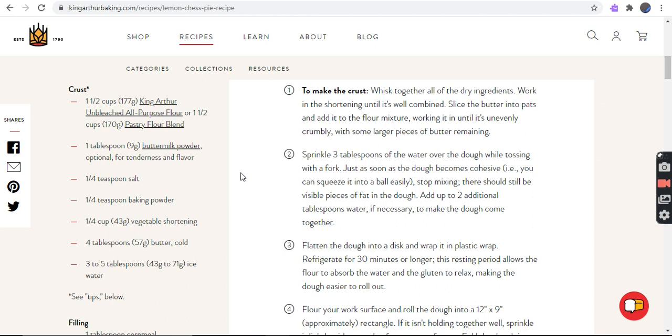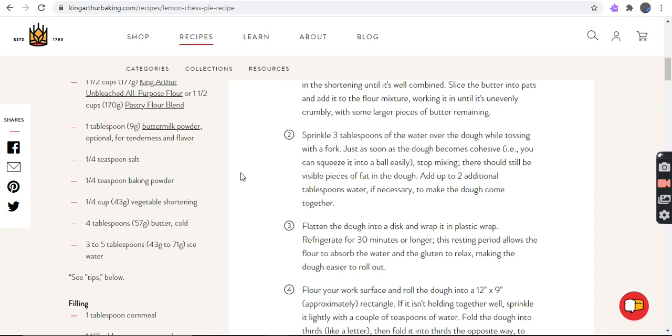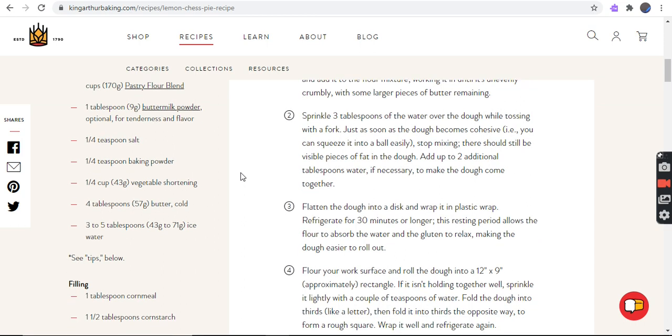One and a half cups of flour. One and a half teaspoons salt, one and a half teaspoons baking powder, one and a half cups (44g) vegetable shortening, 4 tablespoons (57g) butter, cold. 3 to 5 tablespoons (43g to 71g) ice water.